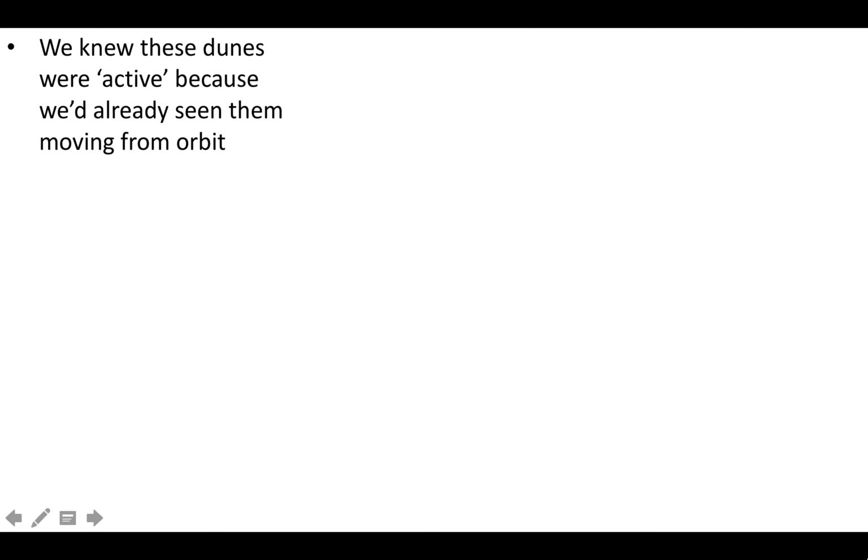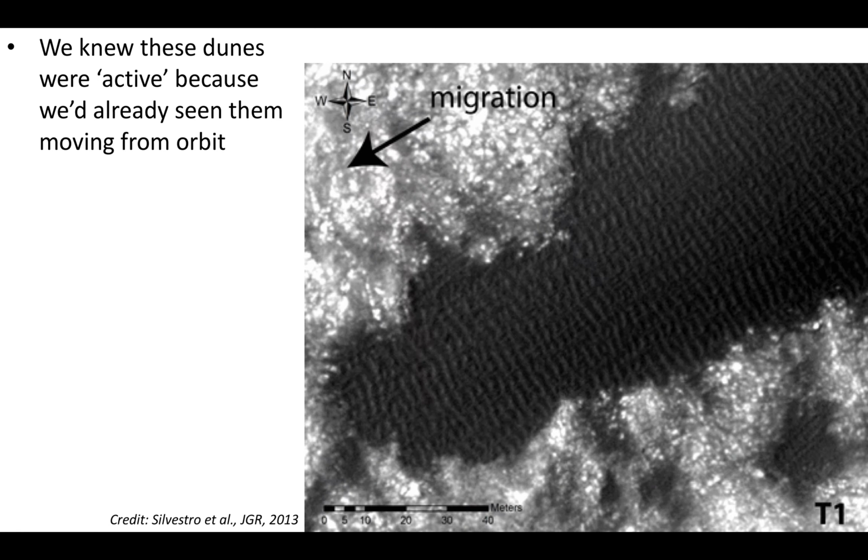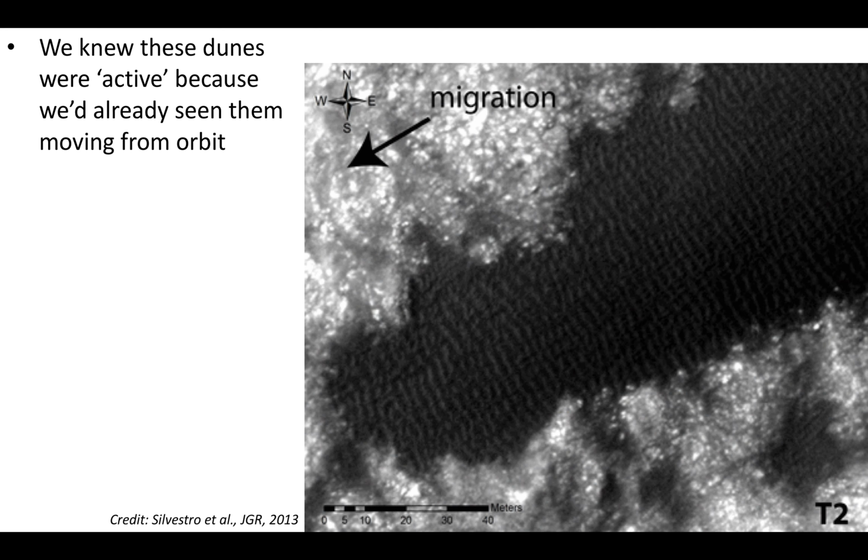And we knew these dunes were active because we had already seen them moving from orbit. So this is from a paper by Simone Silvestro et al. And it's showing the dunes moving. You can see 2 times here, T1 and T2. And actually this is showing ripples on the top of a dune moving, but you can also see the edge of the dune moving. And you can see that everything is moving towards the southwest.